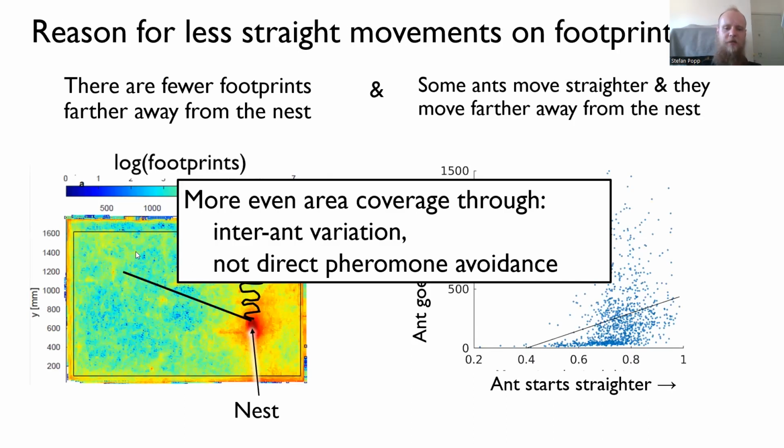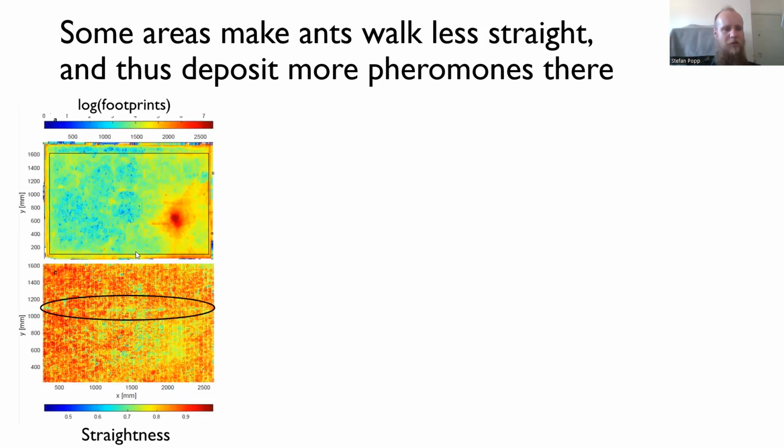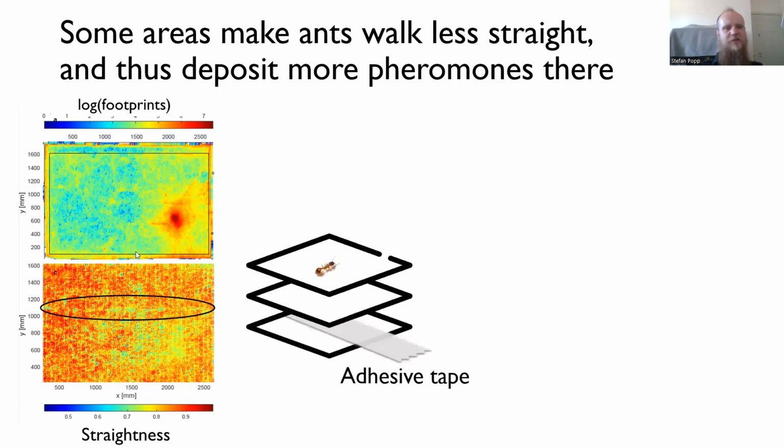But even if we control for this, there still is the negative correlation between the footprint concentration and the straightness. And that is because of a second effect. And that is that some areas make ants walk less straight and thus deposit more pheromones there. And what I mean by that is if you look at this horizontal line there in the circle, that is an area or a straight line where there's low straightness, so ants are walking more or less tortuously. And that is coinciding with the position of adhesive tape, 2 or 3 layers of paper beneath the paper layer that the ants are walking on. And that more or less corresponds with the location of high footprint concentrations.